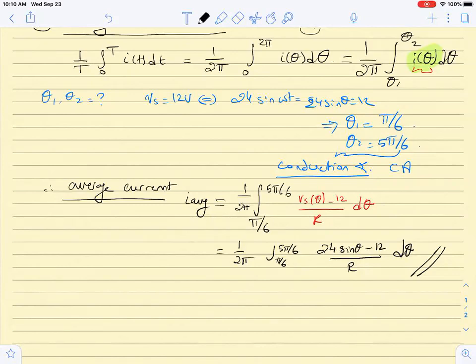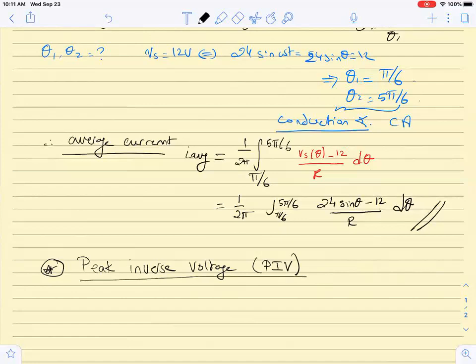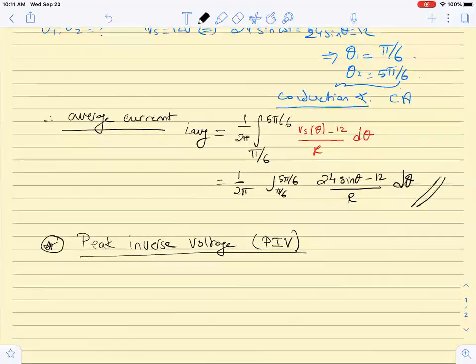Okay, fine. So now that we found the average current, we know how to find the conduction angle. One more quantity remains, the peak inverse voltage. We need to look at it, and it applies to other circuits, but we are showing you how we solve it for the battery charging circuit. It is called the peak inverse voltage, and we refer to it as PIV. So why do we need this? Because we'll explain the real diode model in a bit.